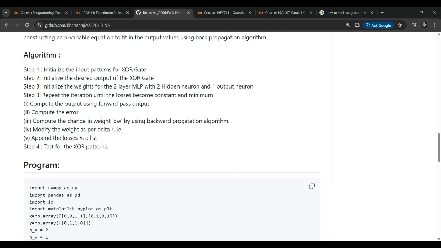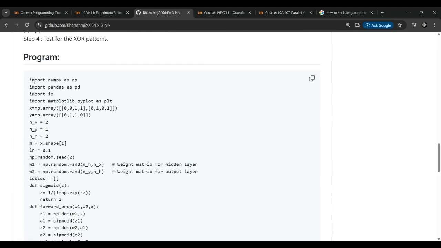And the program is given first. We are importing numpy and pandas libraries for input, and we are also importing matplotlib pyplot as plt for visualization. We are taking two input arrays, x and y. For x, we are using 00, 01, 10, 11 as the input, and the target y is 0, 1, 1, 0, which is the output of the input.